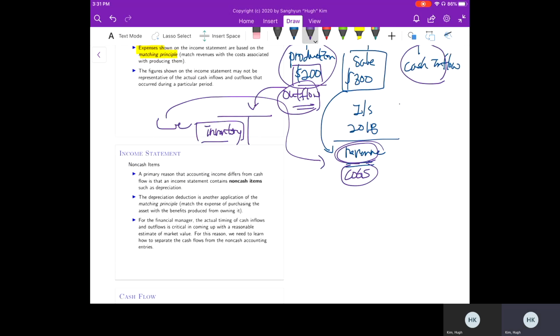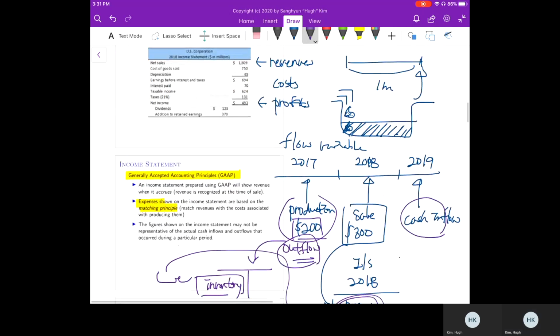Another important thing about the income statement is non-cash items, such as depreciation. It's a primary reason why accounting income differs from cash flow. And the depreciation deduction is another application of the matching principle.